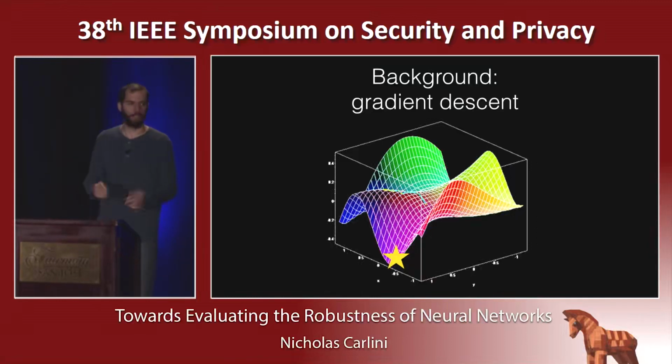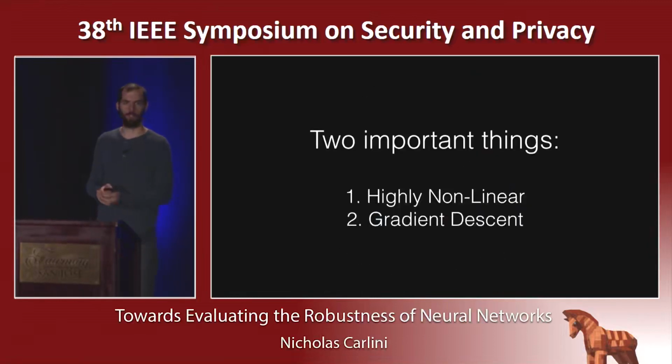So this is basically everything you need to know about neural networks from my talk. There are two important things. The first thing you need to know is that neural networks are highly nonlinear, and the second thing that's important to know is the process of gradient descent.